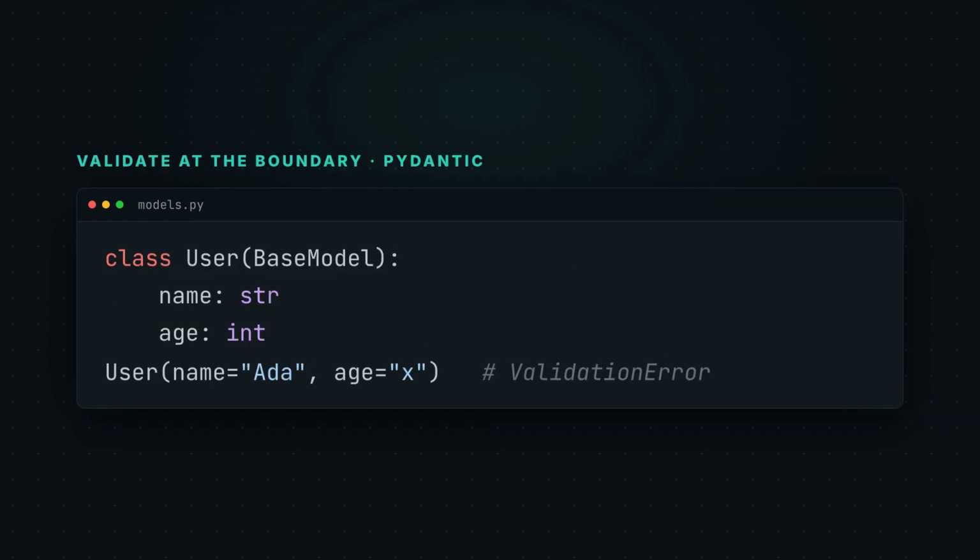So when real data arrives from outside, a form, an API, you want actual checking. That's Pydantic. Describe your model with types, and it enforces them. Hand it a bad age, and it refuses right at the boundary with a clear error.